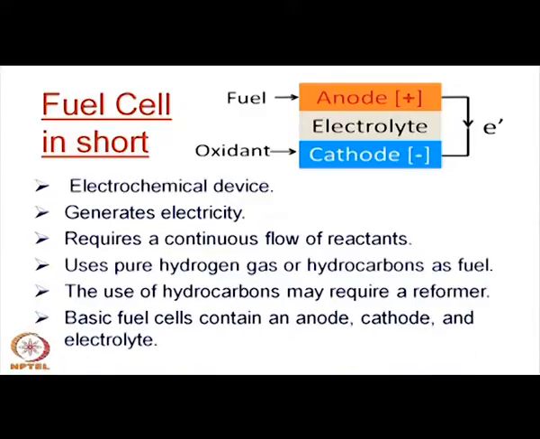Basic fuel cells contain an anode, cathode and electrolyte as shown here. As it is mentioned, it is an electrochemical cell. So, we have to have an anode, an electrolyte and a cathode.